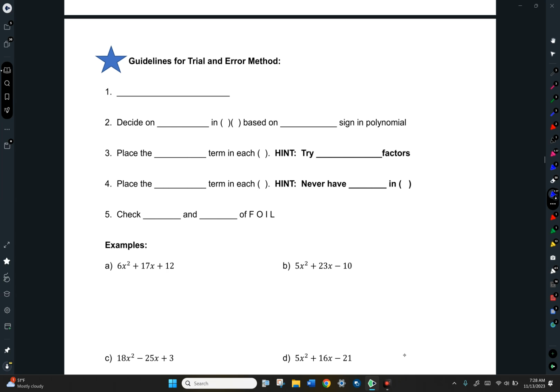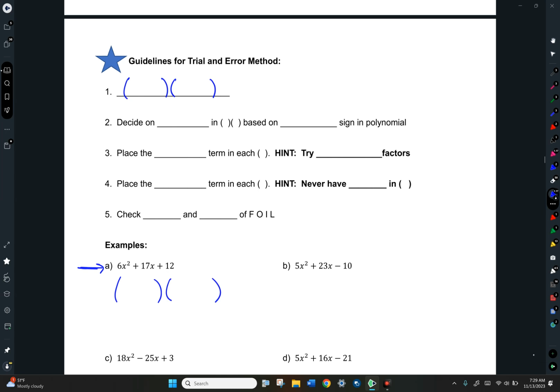First of all, when you do your trial and error, once you decide that you have 3 terms, so you know you're going to use this trial and error method, the first step is to just write down your parentheses. Okay, so on letter A, I see there's 3 terms, so I automatically write down my 3 parentheses.